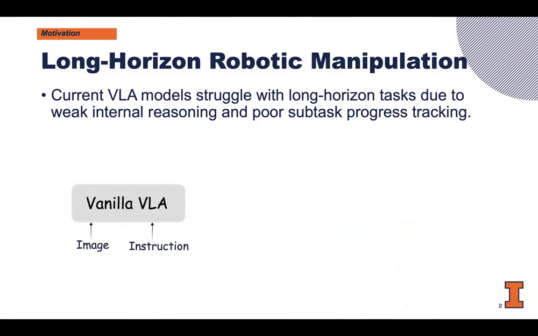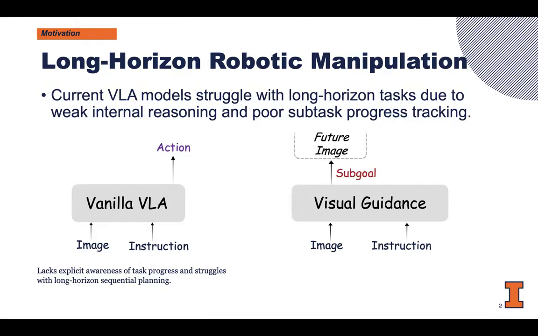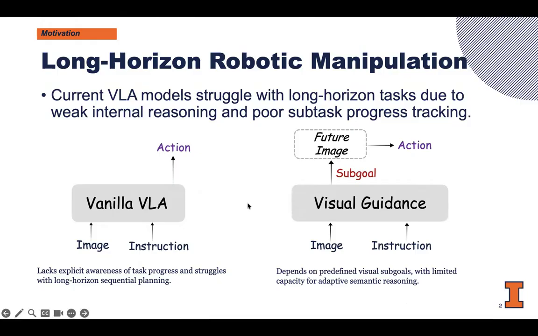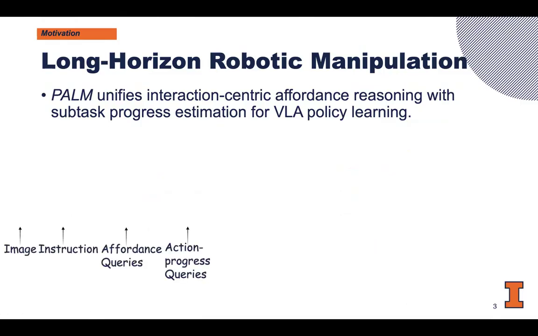The vanilla VLAs map image and instructions straight to action, so no awareness of subtask progress, so they drift across stages. And vision subgoal predictors generate future images as guidance, but depend on predefined subgoals and can't adapt semantically. So neither keeps a long sequence on track. Now, PALM closes both gaps in one unified VLA.